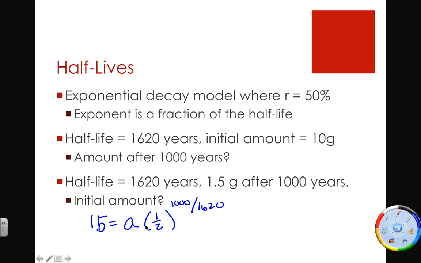So again, this is just a times a number, so I can divide both sides. I say 1.5 divided by 0.5 to the power of 1,000 divided by 1620. And I get, you originally had 2.3 grams.